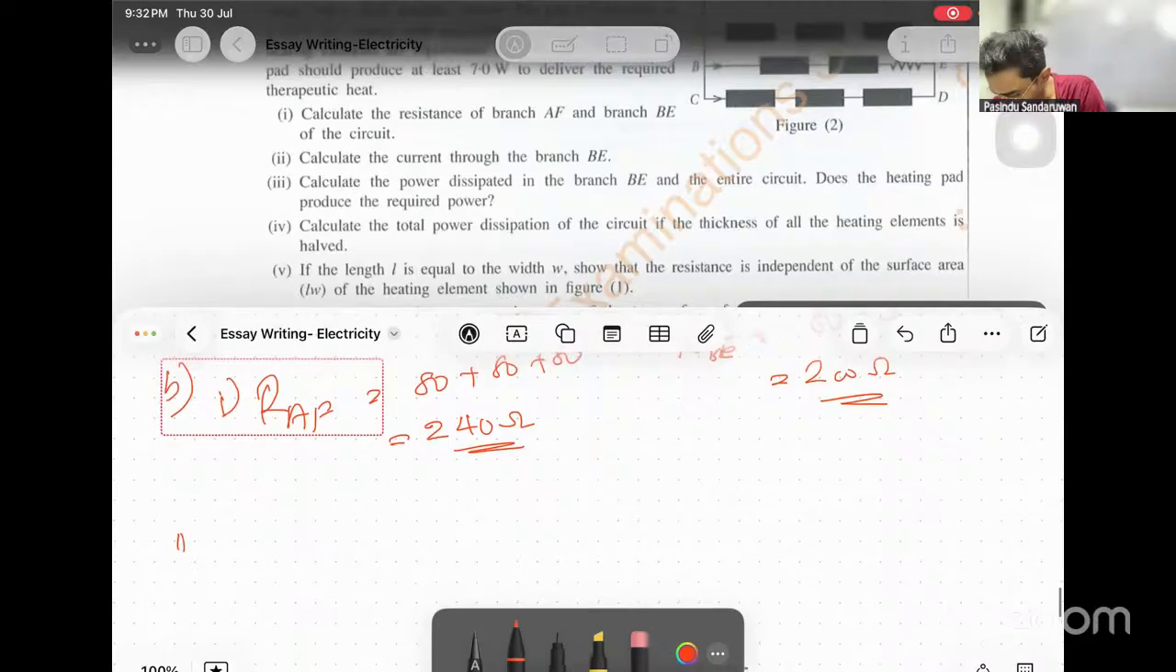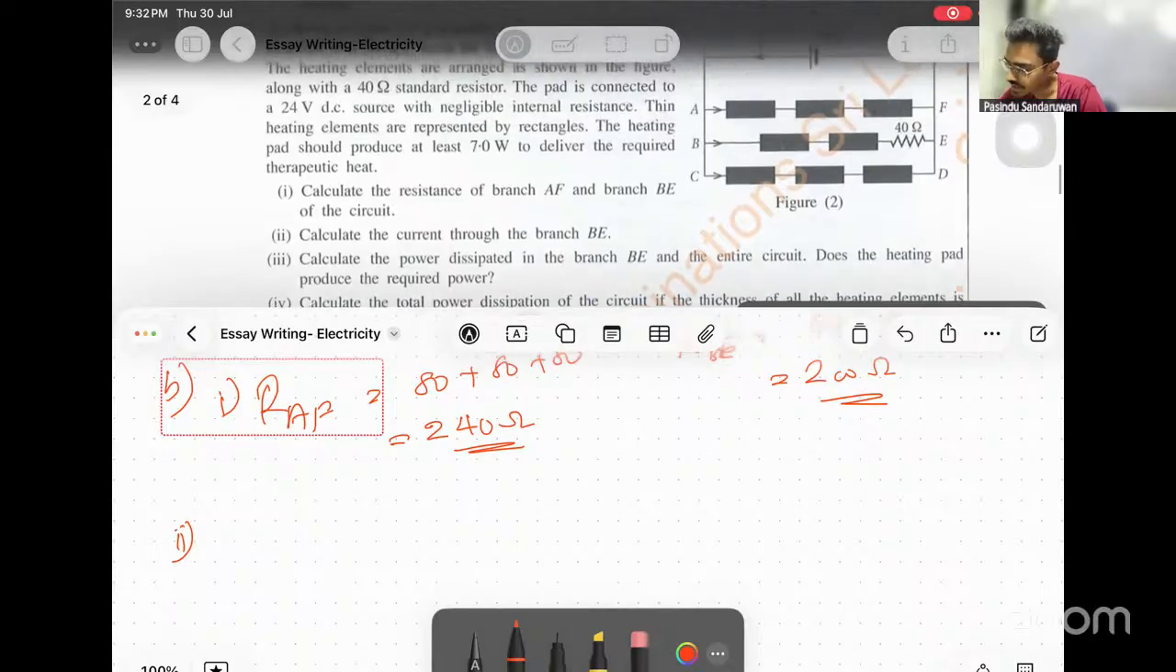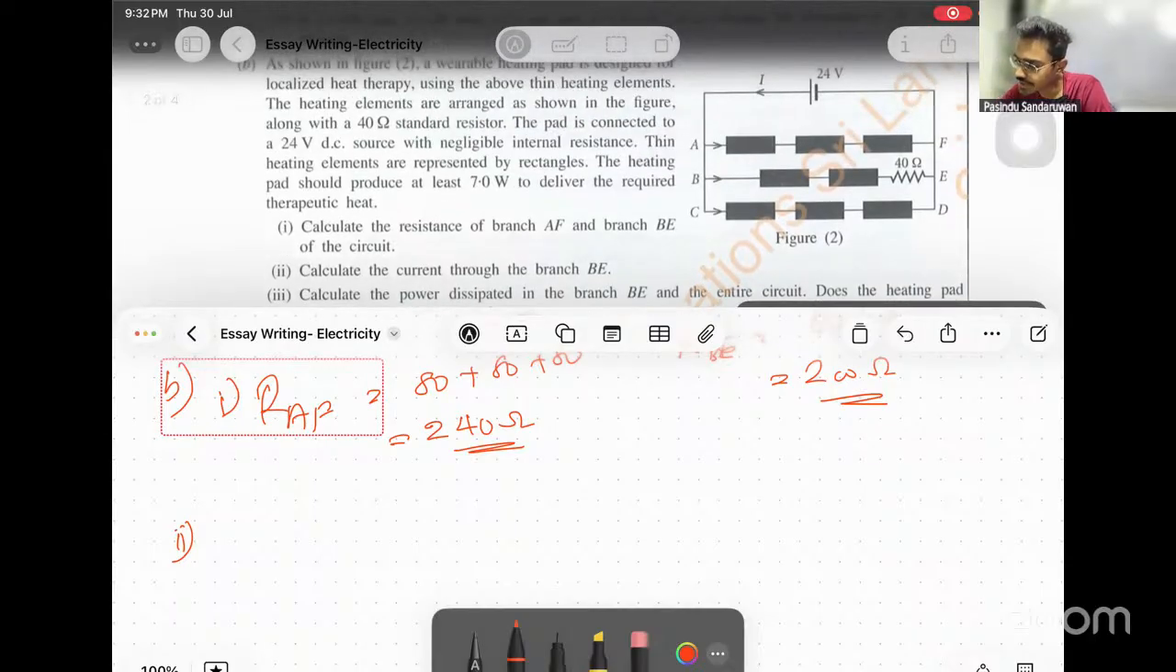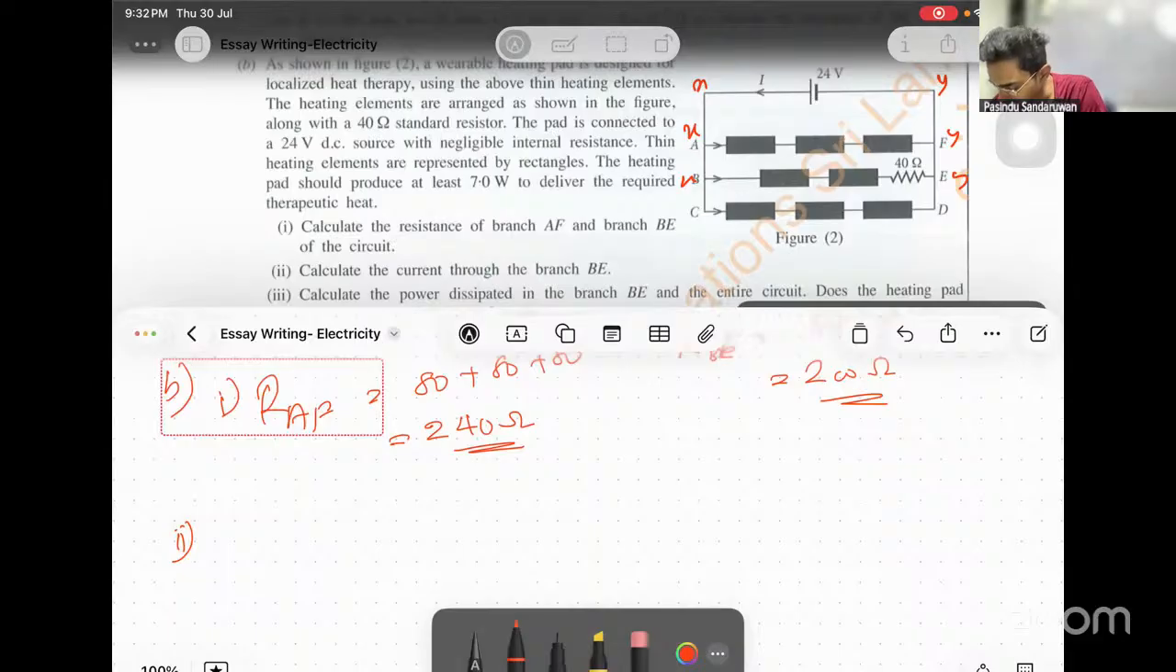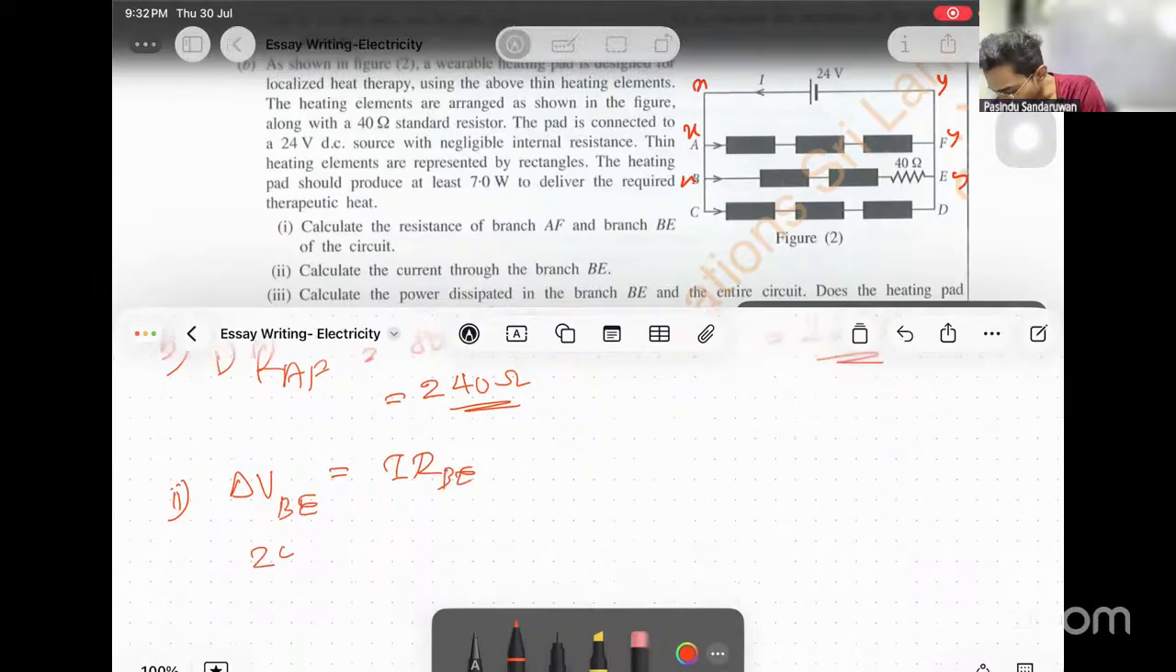Part 2. Calculate the current through the branch BE. If this is 24, and these points are the same, then the potential difference across BE is also 24. Then for that branch, apply V equals IR. Delta V across BE is 24.